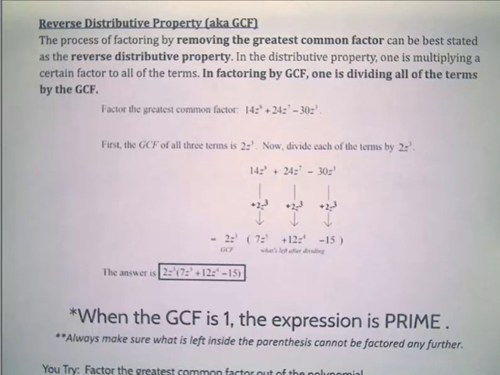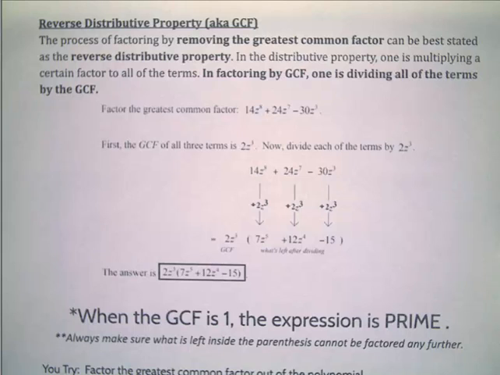This lesson is on reverse distributive property, also known as the greatest common factor. Again, this should be review. The process of factoring by removing the greatest common factor can be best stated as the reverse distributive property. In the distributive property, one is multiplying a certain factor to all the terms. In factoring by the greatest common factor, one is dividing all of the terms by the greatest common factor.